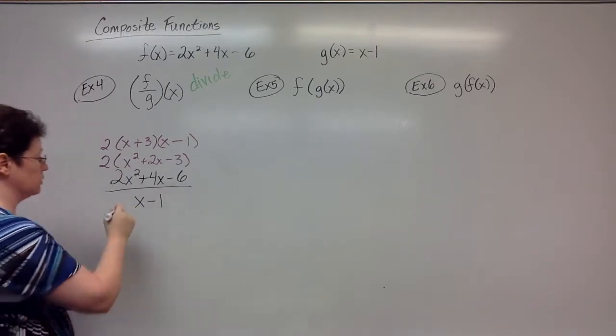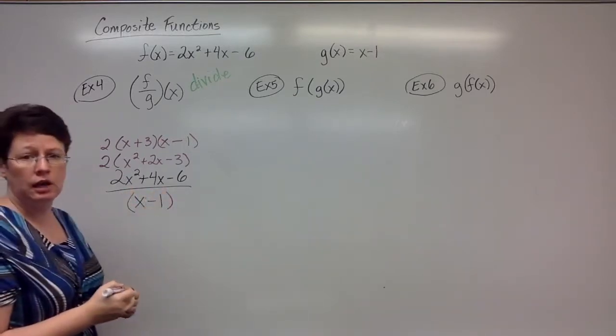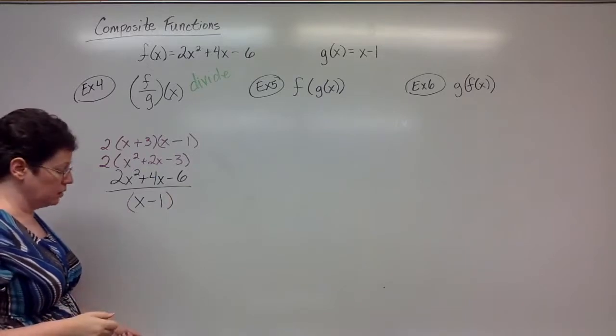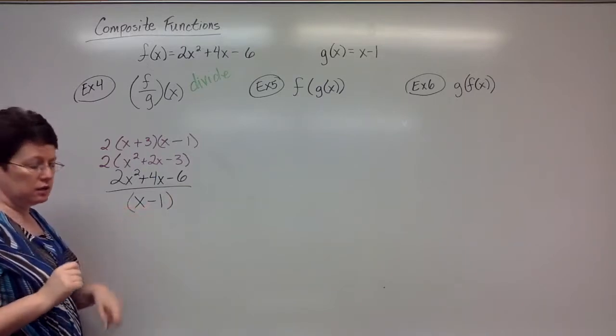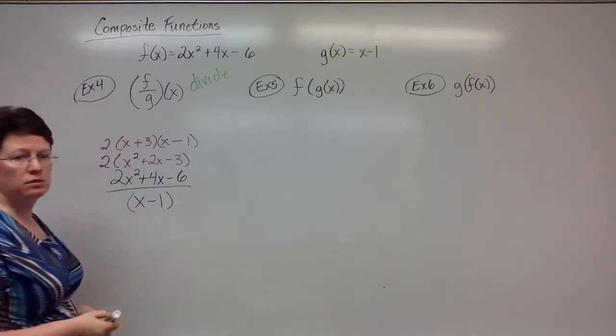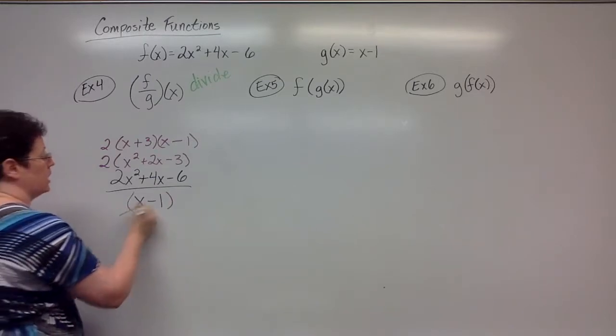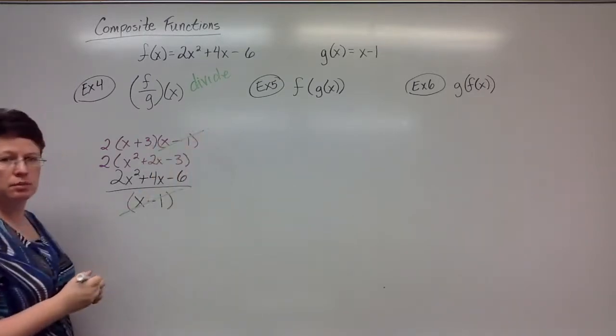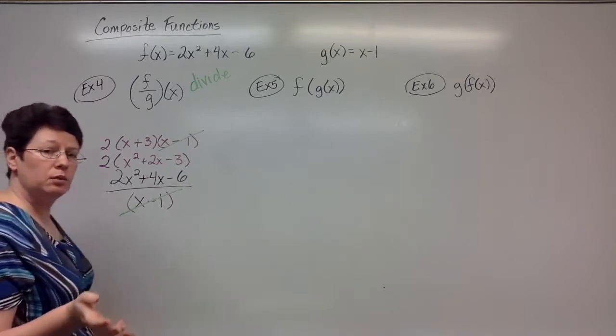That's completely factored. I'm going to put parentheses around this one. I already looked at it. It's a binomial, but the power is 1 and there's no GCF. So what cancels? The x minus 1s. Isn't that beautiful? So now we write down what's left.